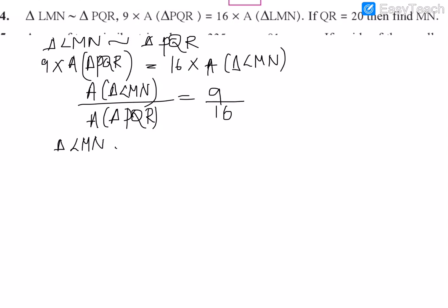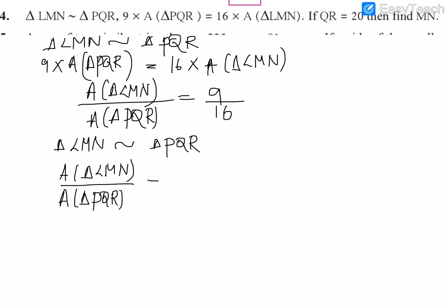Since triangle LMN is similar to triangle PQR, by using the theorem of areas of similar triangles that we have discussed just now, we can write the ratio of areas of triangle LMN to PQR equal to MN square by QR square, the sides that we need. In this, we know QR is 20.